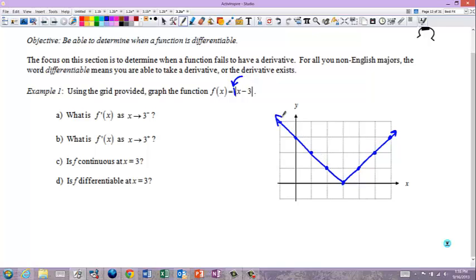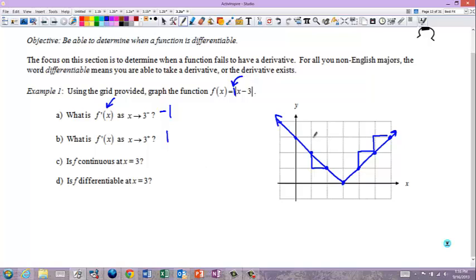Okay, it says, what is f prime, the derivative, as x approaches 3 from the left? Well, as x approaches 3 from the left is this side of the graph, and we're just looking for the slope. The slope's down 1 over 1, so the slope is negative 1, therefore the derivative is negative 1. What is the derivative as x approaches 3 from the right? Well, that's the right side of the graph, with a slope of up 1 over 1. So that's a slope of m equals positive 1, so the derivative is positive 1.